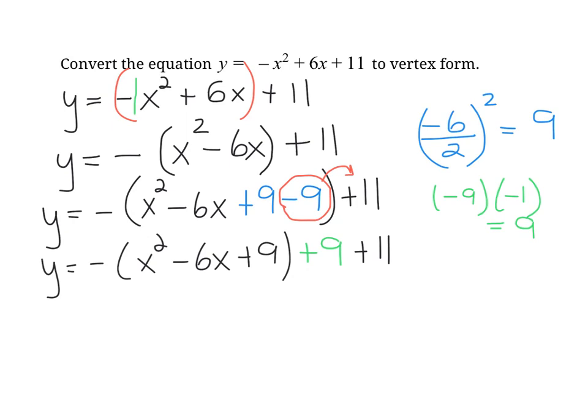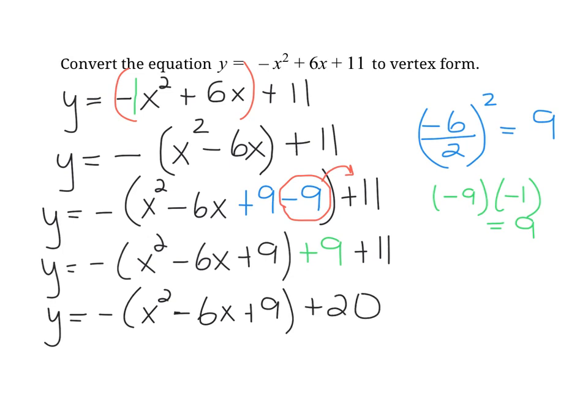The next thing I'm going to do is collect like terms. So I'm going to put together 9 plus 11, or positive 9 plus 11. So we keep everything else the same. And positive 9 plus 11 is a positive 20.